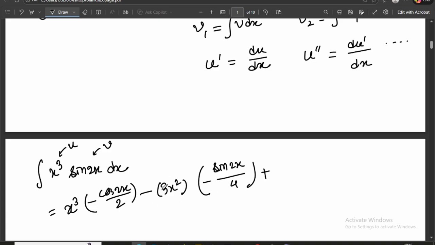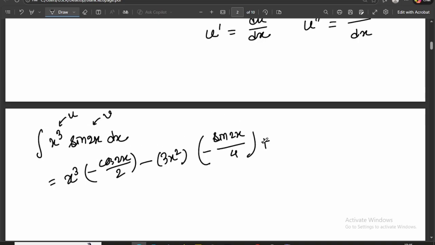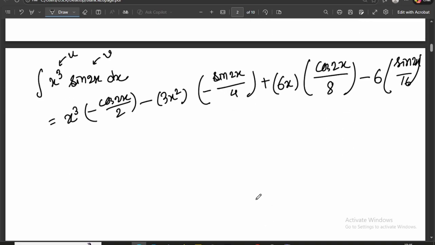plus, in the next step we have plus u double dash v3. U double dash means du dash dx, so the derivative of 3x square will be 6x, and then we have the integration of this, so it will be negative cos 2x, so negative negative is positive, and it will be 8. Next we have minus, and the derivative of this will be 6, and it will be sine 2x by 16. So we will get this.